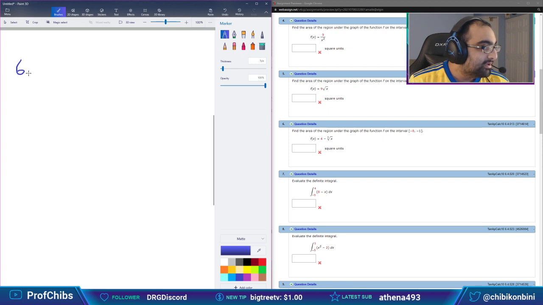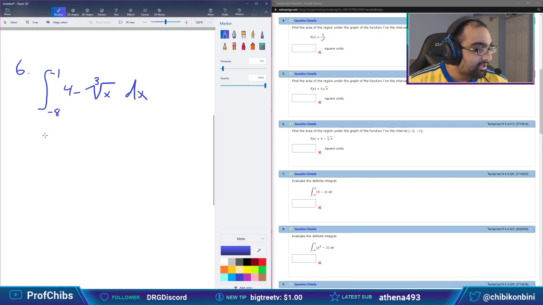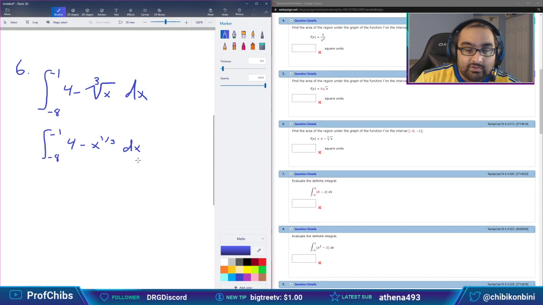So, number 6, we're going to be doing the integral from -8 to -1 of 4 minus the cube root of x, dx. All right, so let's do it. What is the integral here? Well, before we do the integral here, I am going to rewrite the integral. All right, so we're going to have 4 minus x to the 1/3 power. So remember that that is another equivalent way to write the cube root of x.